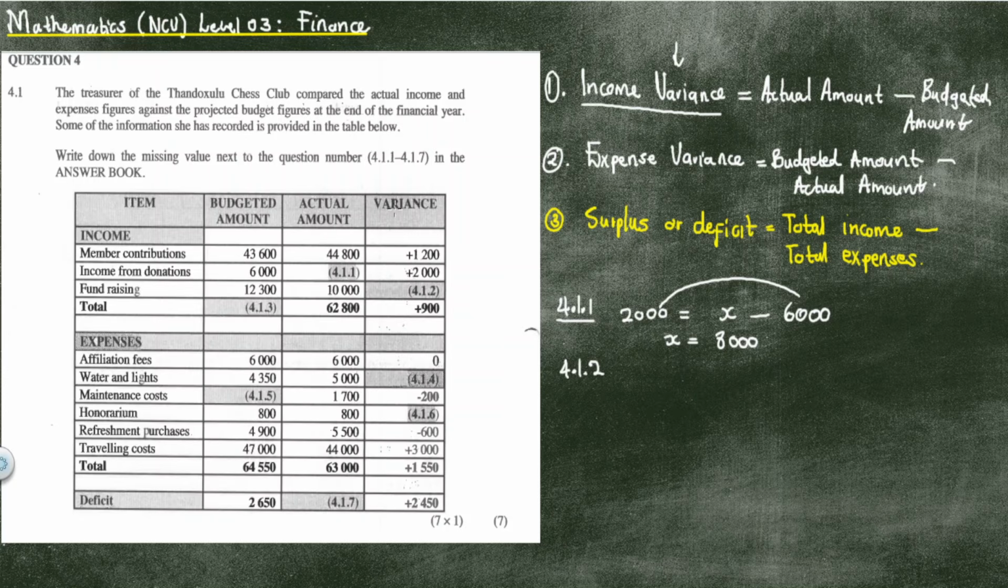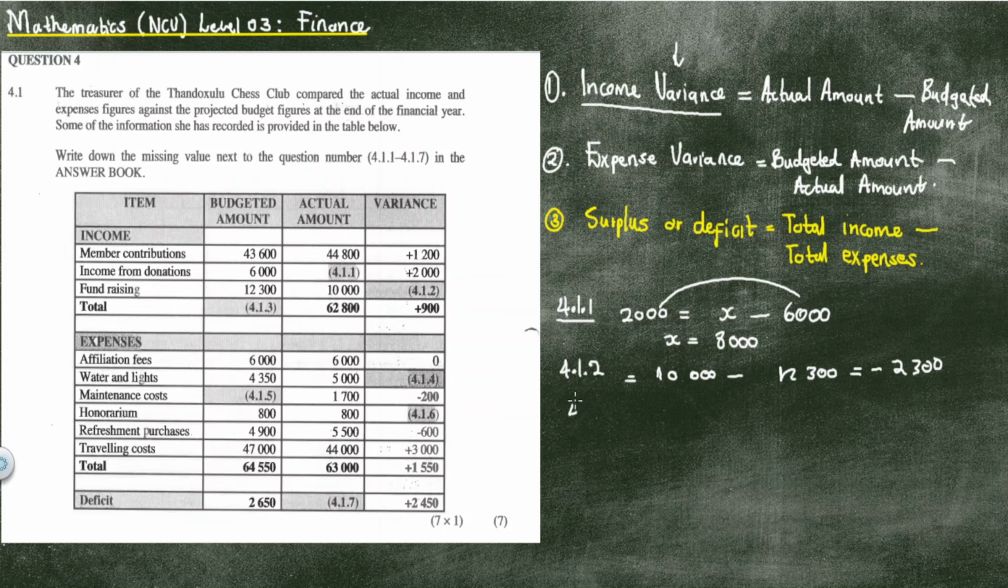4.1.2, we're calculating variance in this instance. So how do we calculate variance? Income variance, it's actual minus budgeted. Actual amount here is 10,000 minus 12,300. So let's work this out. It's 10,000 minus 12,300. So the answer is going to be minus 2,300.